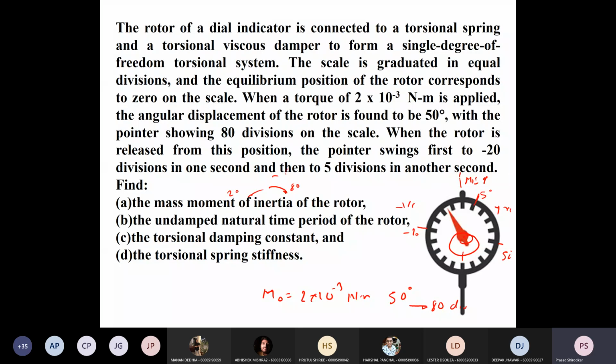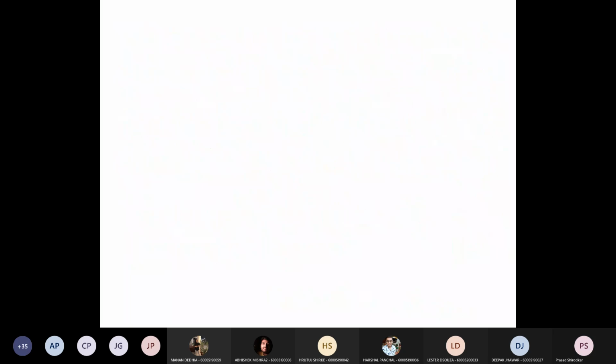Okay. Find the mass moment of inertia of the rotor, the undamped natural time period of the rotor, torsional damping constant, and the torsional spring stiffness. Okay. So let's summarize the data. M0, that is the initial torque applied. It is 2 into 10 raised to minus 3 Newton meter. Theta 0 is the angular displacement.